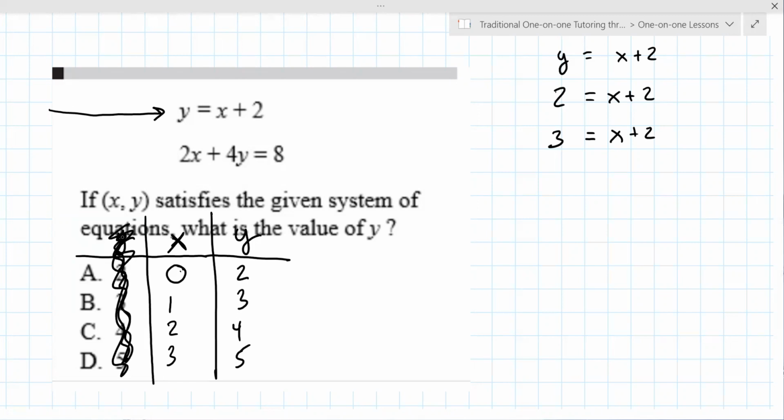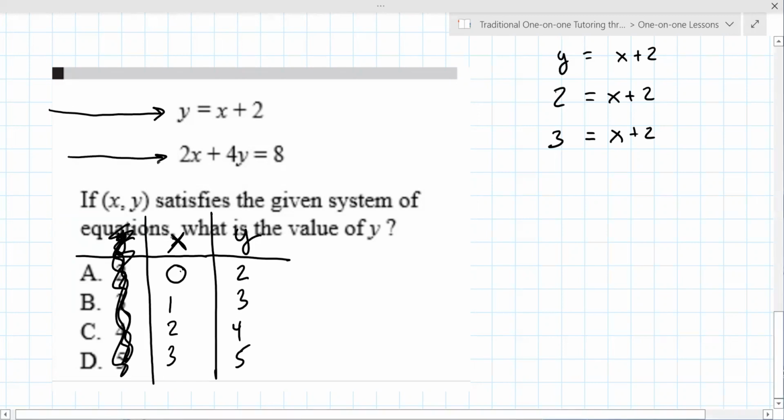All right. So that means that one of these ordered pairs works in the second equation. So we'll just have to be able to do those equations. So I want you to take the answers, plug them into this equation, and tell me which one is the right answer. Okay.